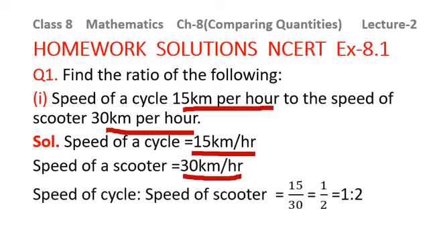Speed of the cycle is 15 km per hour, speed of the scooter is 30 km per hour. Then we need to take the ratio. Simple as this, it will be 15 over 30. That will give you 1 over 2, that is 1:2 will be the answer.